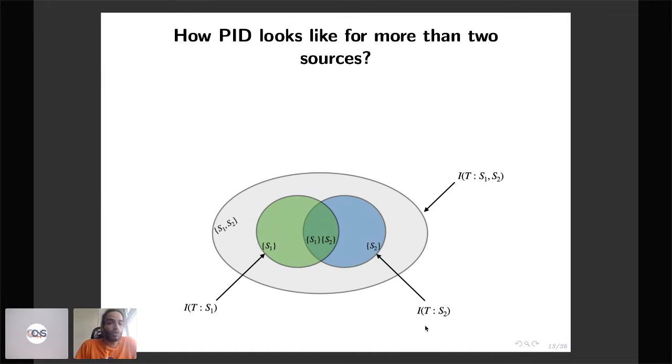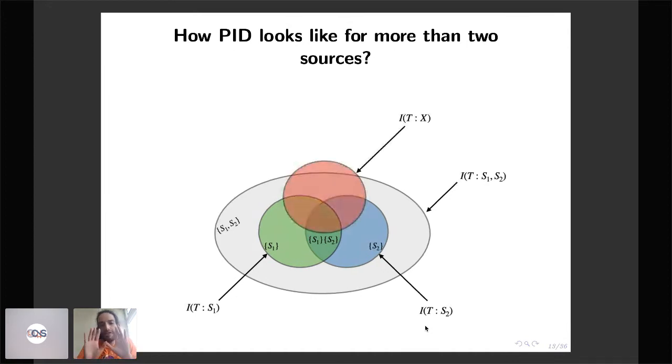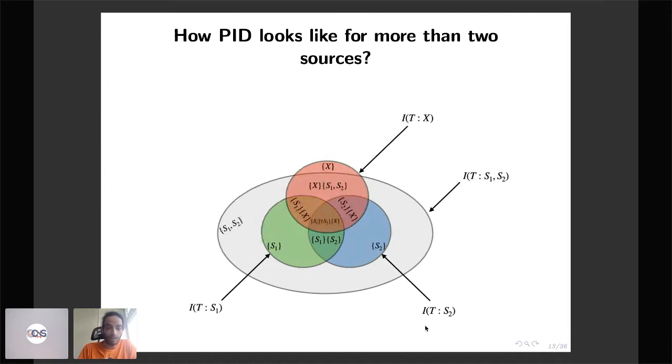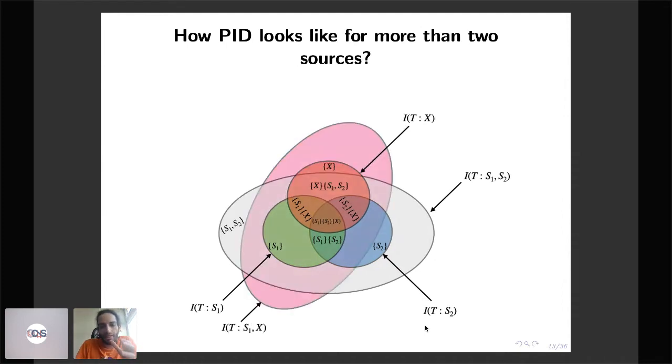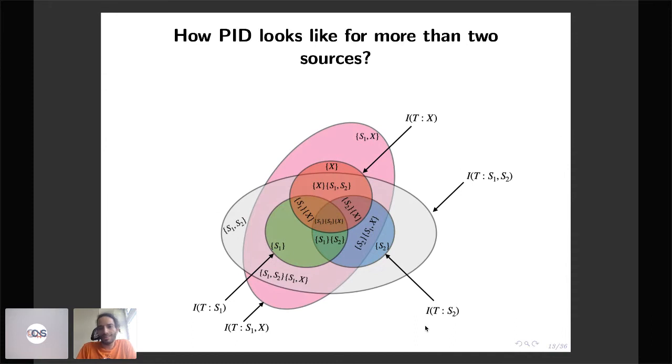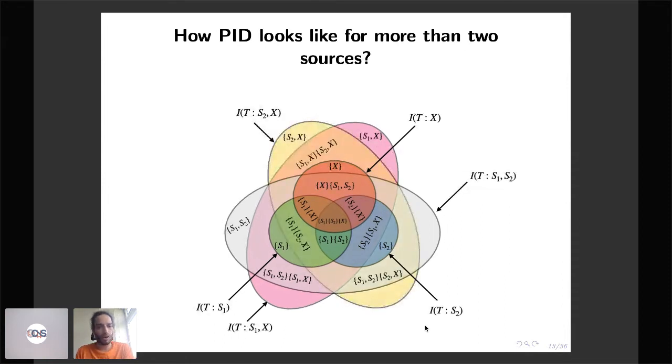And so let's now add a new source. If we add a source X, whenever we add a source to the diagram, we directly see that we have different information contributions that appear from X. So we have the unique, and we have X sharing with all the other contributions that existed before. And when we consider X, we can also think about the joint mutual information of X and S1 about T. Once we add that, we directly get the synergy of S1 and X. So this is the information that we can only get by looking at S1 and X. And we can get something which we can get from either looking at S1 and S2 collectively or looking at S1 and X collectively. And we can do the same thing for S2.